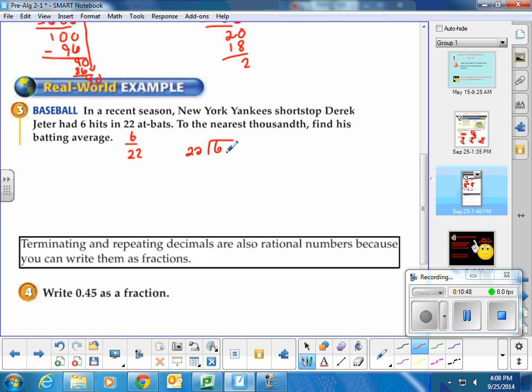22 does not go into 6, so I'm going to go ahead and add a decimal point and a 0. Now 22 goes into 60 2 times. 2 times 22 is 44. Now when I subtract, I end up with 16. Add a 0, bring it down.